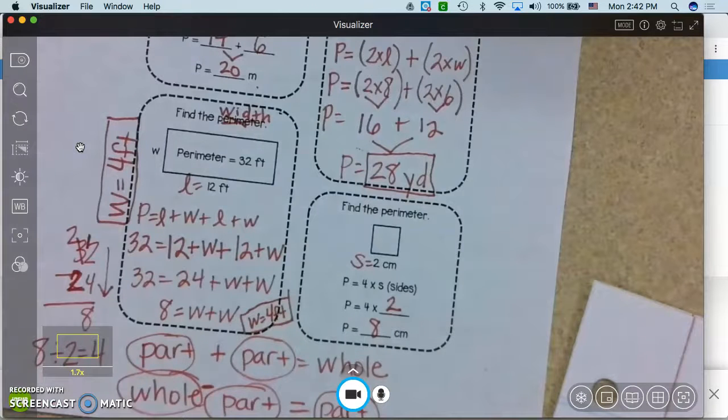So what do y'all think about perimeter? Easy. And how do you find the perimeter of any shape? Add all the sides. Very good.